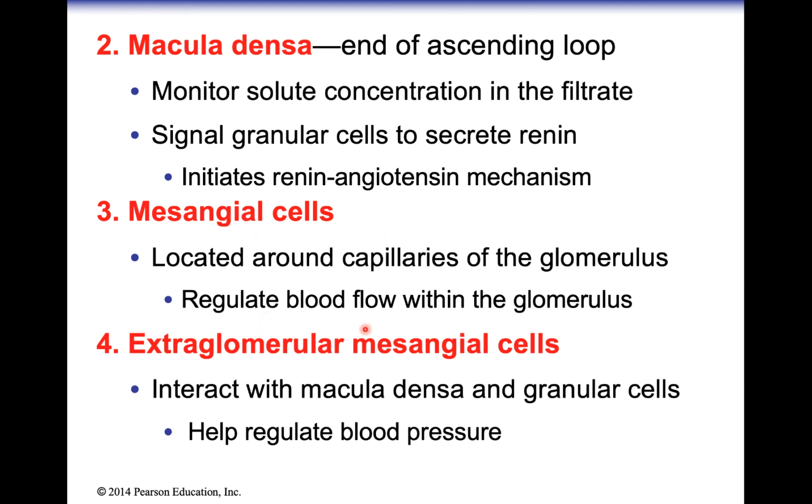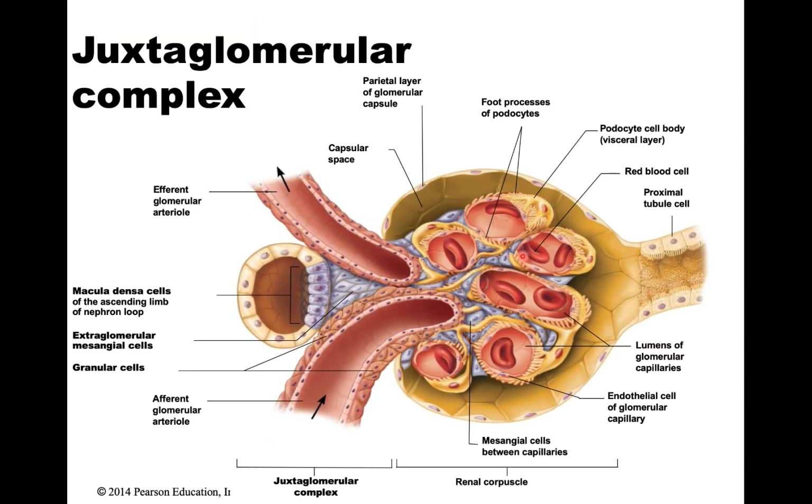Mesangial cells and extraglomerular mesangial cells have somewhat the same name, but they're different. These guys here, the purple ones, are called mesangial cells. The ones out here in this triangle are called extraglomerular mesangial cells. These guys and these guys talk to each other.